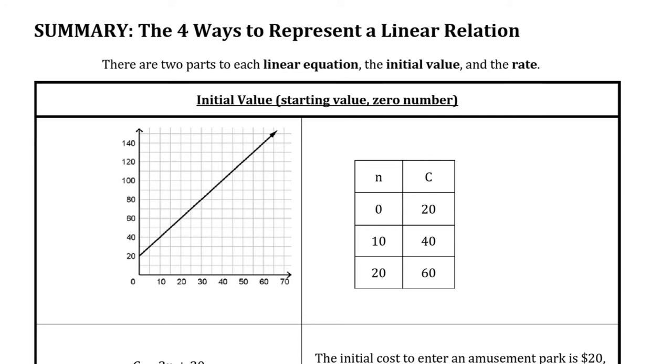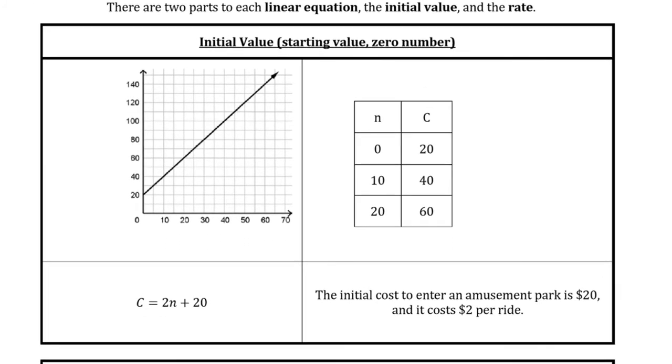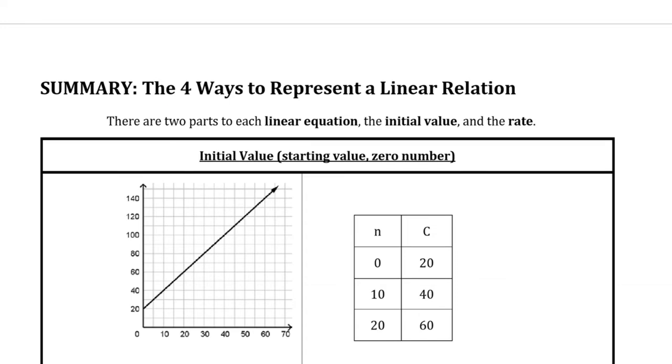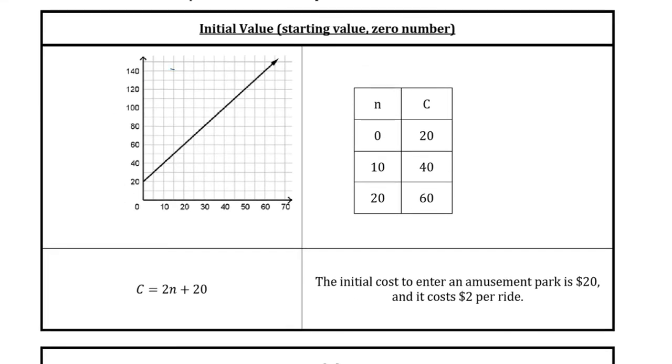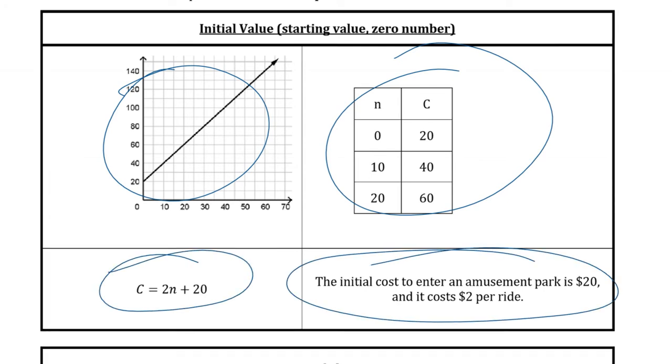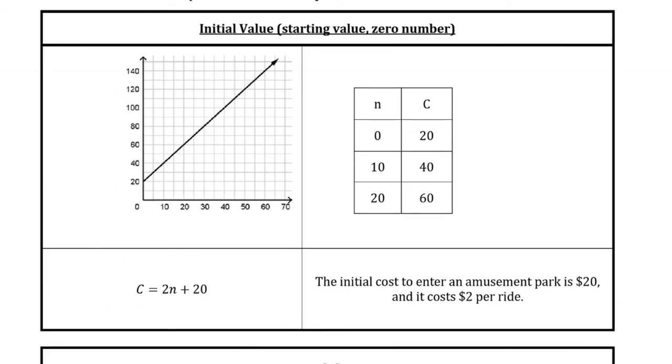So you'll see this sheet is broken up into two parts. The top part is the initial value. So it's all of the four representations, right? That's what the title says here, and that's what we've been talking about all the time. And one of them is the graph, one of them is the table, one of them is the equation or the rule, and the final one is with words. So we have one of each, 1, 2, 3, 4.